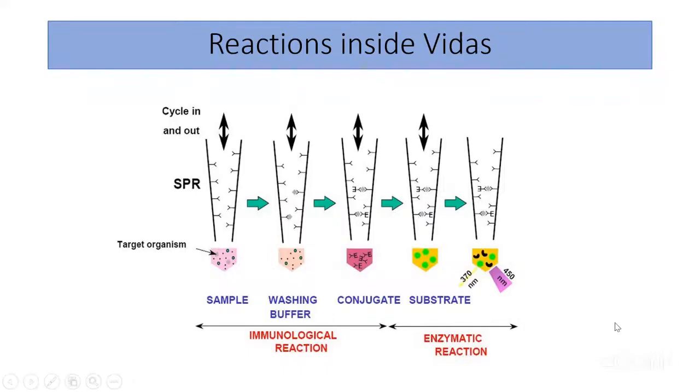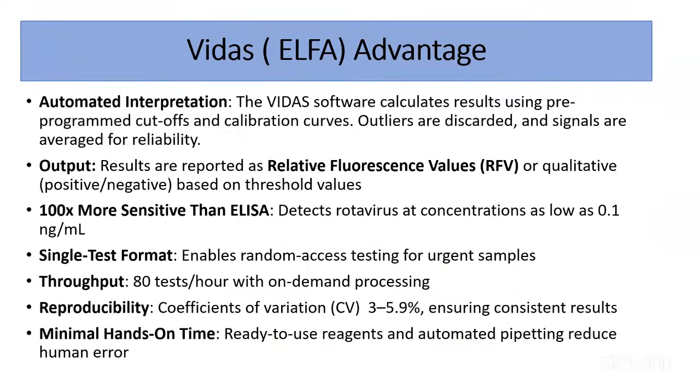So two reactions are happening here. One, till the conjugate, is the immunological reaction. After the addition of the enzyme substrate, it is the enzymatic reaction. So what is the advantage? It is automated. All the pipetting, dilution, washing, everything is happening inside.